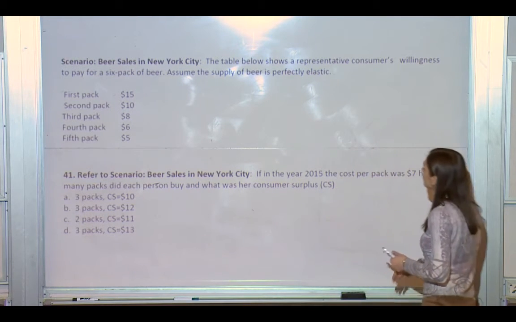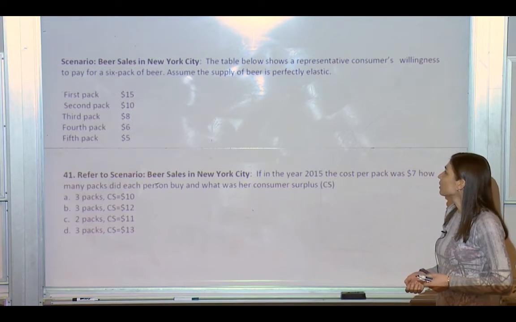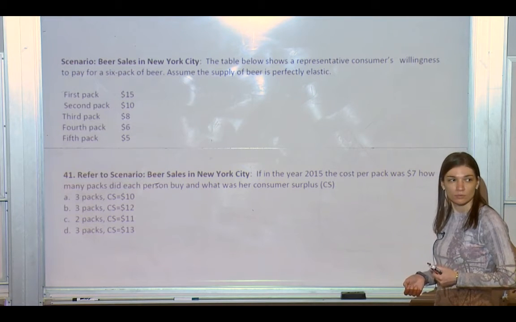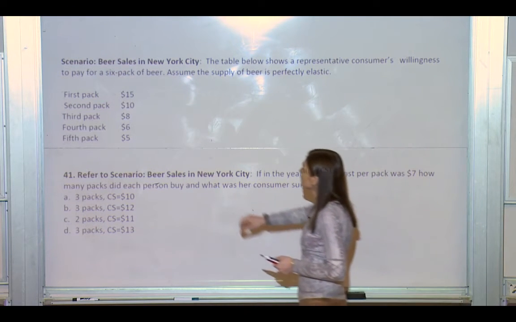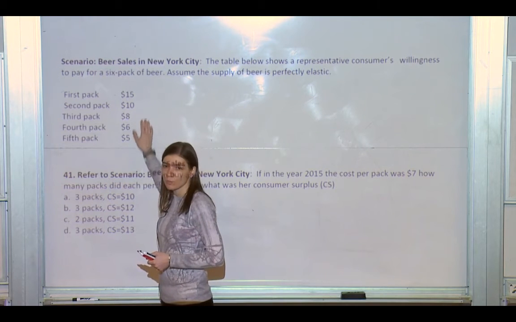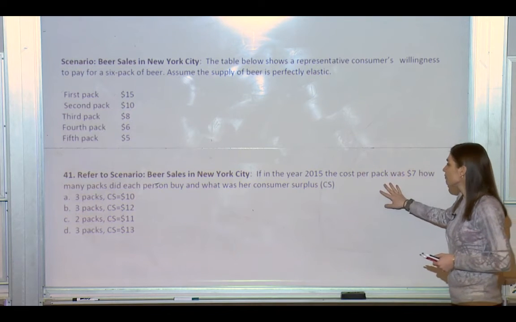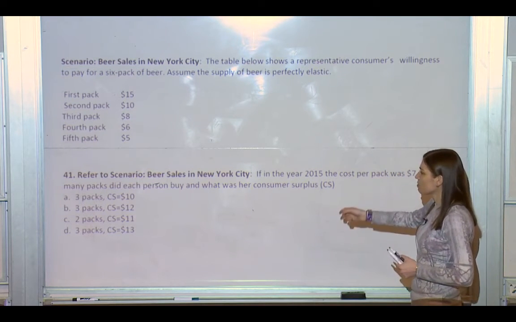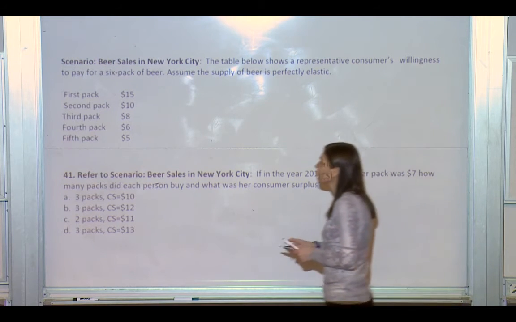All right, here we have representative consumers' willingness to pay for a six-pack of beer. Assume the supply of beer is perfectly elastic. What does that mean? What is the supply curve? Horizontal, right? Perfectly elastic. So that being said, this is how many packs they're willing to buy at each price. If in the year 2015 the cost per pack was $7, how many packs are they going to buy and what's the consumer surplus?